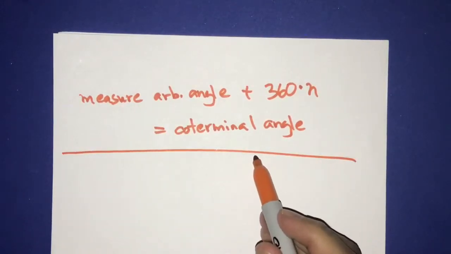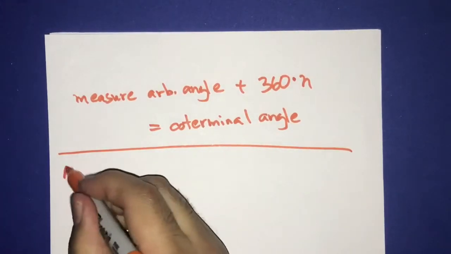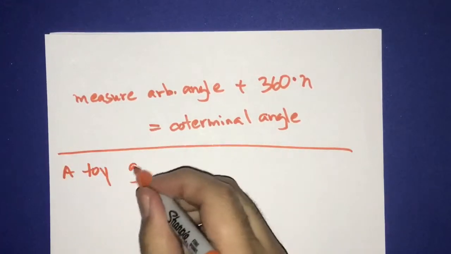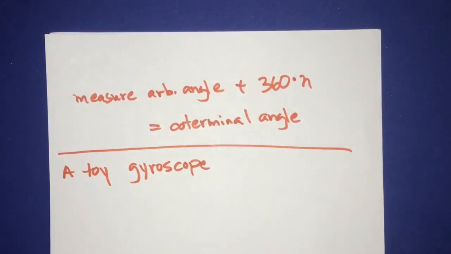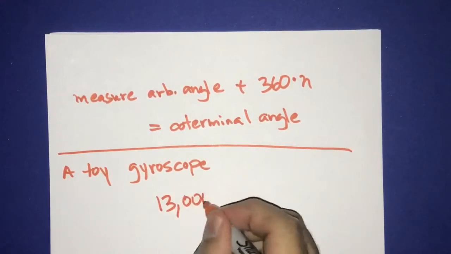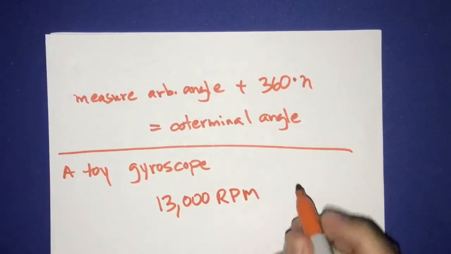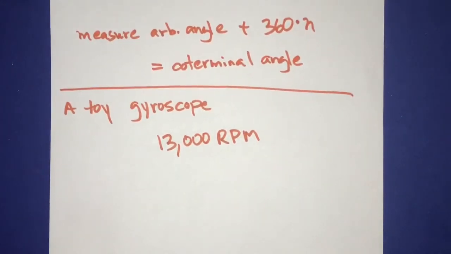Okay. So let's go ahead and take a look at this in practice. So say we have a toy gyroscope. Take a look at a warp ball. You can apply this to physics. And this toy is advertised to rotate at 13,000 RPM, which is revolutions per minute. Through how many degrees will a point on the edge of the gyroscope move in 1 second? Okay, so let's go ahead and see what we get.